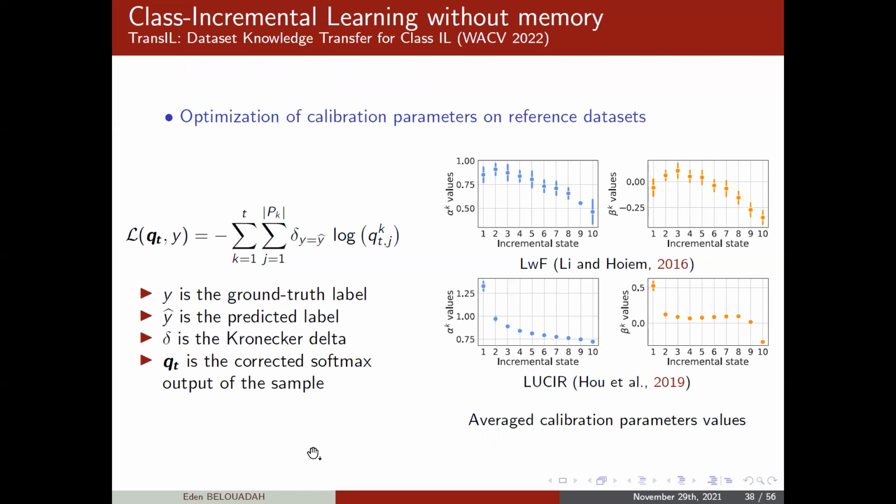On the right, we can see the average calibration parameter values, and we can see that the further a class is in the past, the stronger is its calibration parameter. This is intuitive insofar as the past classes in earlier states are those that suffer more from catastrophic forgetting. It's also interesting to notice that the variance in the calibration values on top of Lucir is more stable compared to those on top of learning without forgetting.